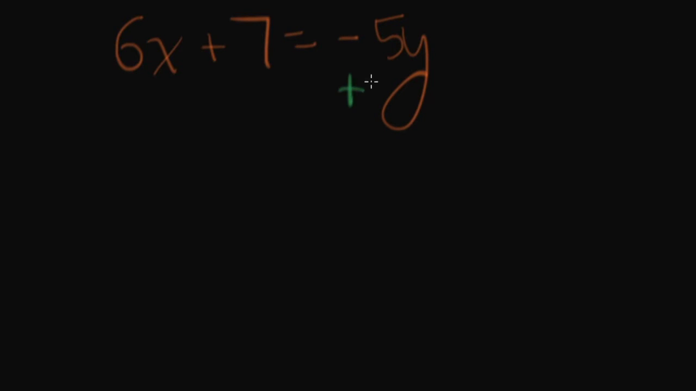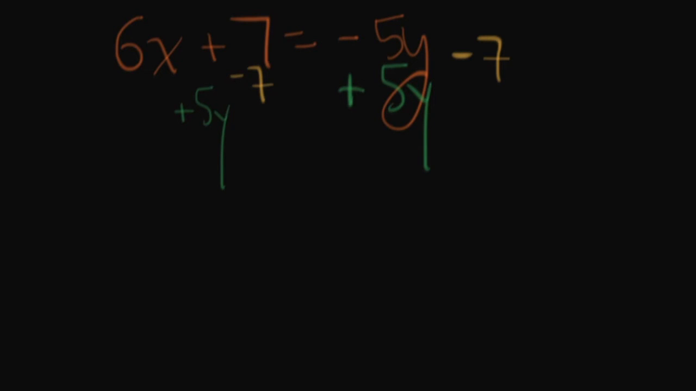Let's just say you had a question that said 6x plus 7 equals negative 5y. And they said put it into standard form. That just means I need to get my y's over here, and get my 7 back on the other side. So how do you do that? I'm going to add 5y to both sides. And I'm also going to get rid of that positive 7 by subtracting 7 on both sides.